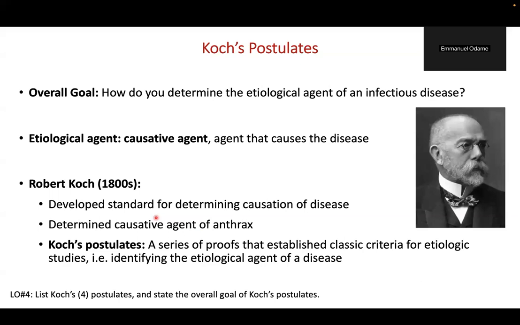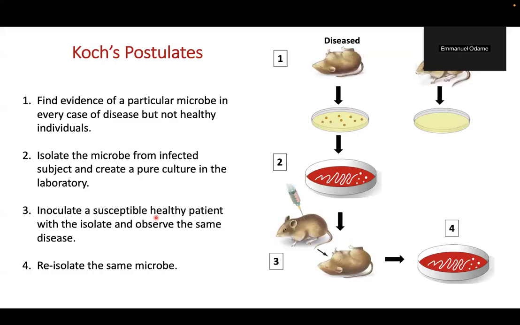Basically, he did a series of proofs that established a classic criteria for etiological studies. This is what we now take back from the early 1800s. Scientists took over, and it has been useful in identifying causative agents of certain diseases. So now let's talk about the postulates and how they work.